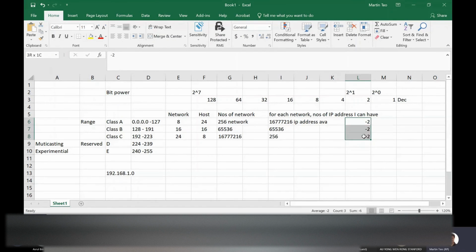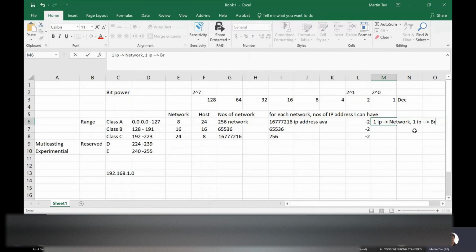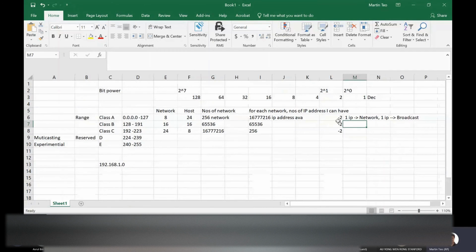Why do we need to minus 2? Because one IP address is used for the network address, which we cannot use, and another IP address is used for the broadcast address, which we also cannot use. That's the reason why we minus 2 from the IP addresses created for each subnet.